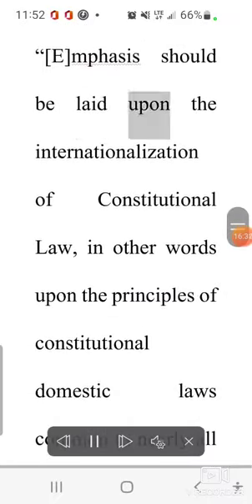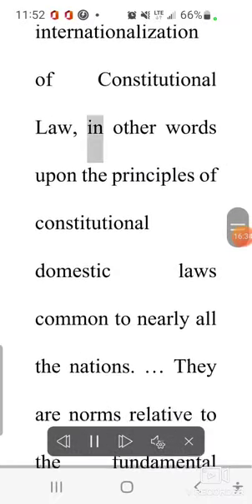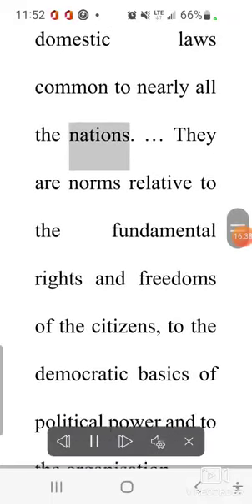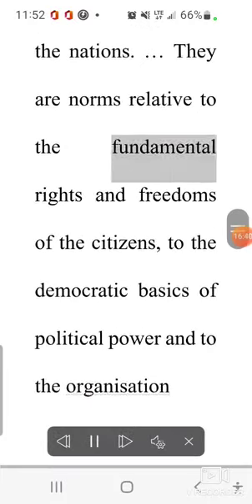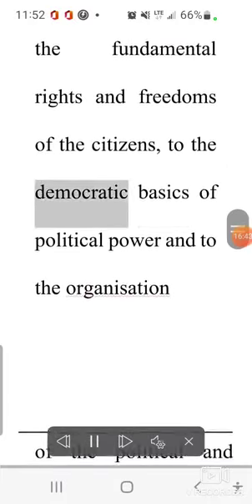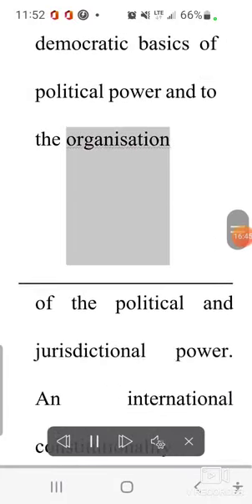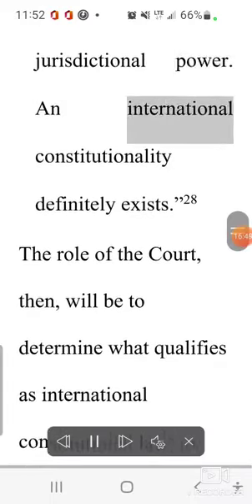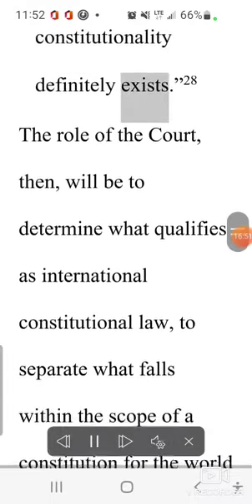Emphasis should be laid upon the internationalization of constitutional law, in other words, upon the principles of constitutional domestic laws common to nearly all the nations. They are norms relative to the fundamental rights and freedoms of the citizens, to the democratic basics of political power, and to the organization of the political and jurisdictional power. An international constitutionality definitely exists.